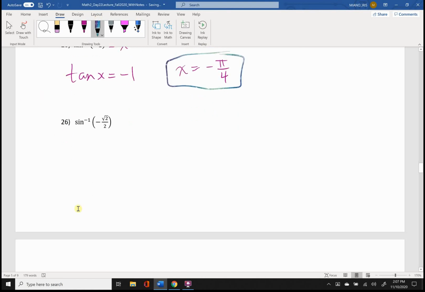Now here, again, let's go ahead and set it equal to the dummy variable x, and rewrite it as sine of x equals -√2 over 2. This is where looking at, what's it called?